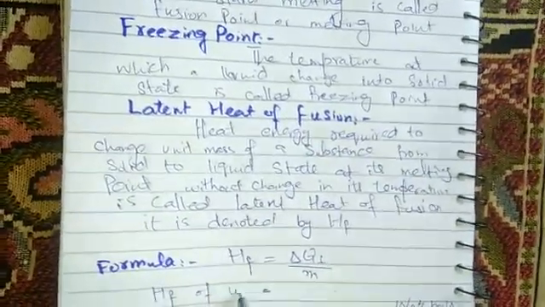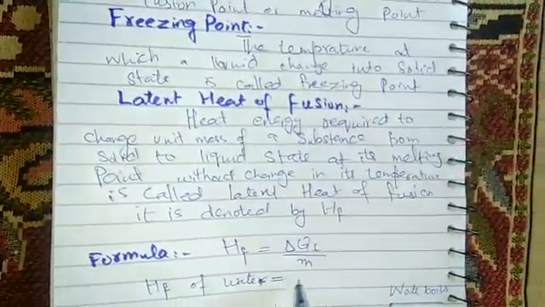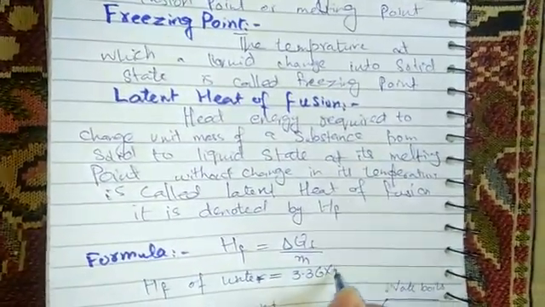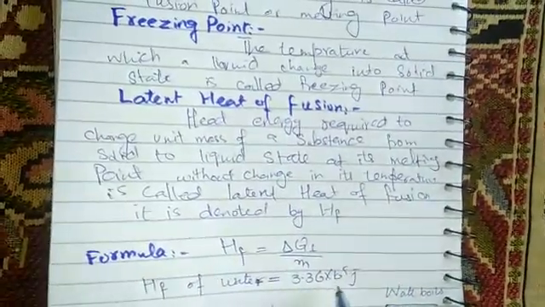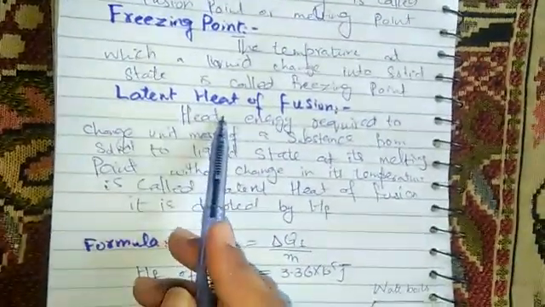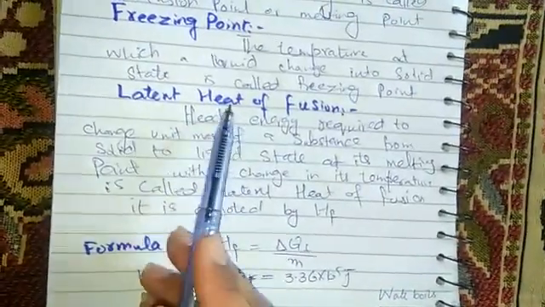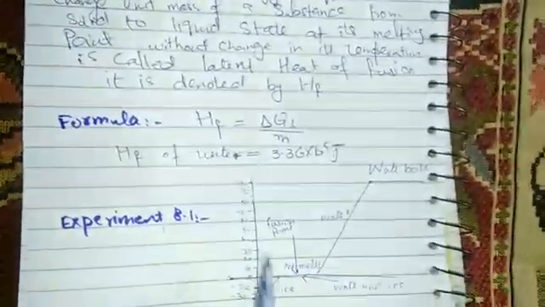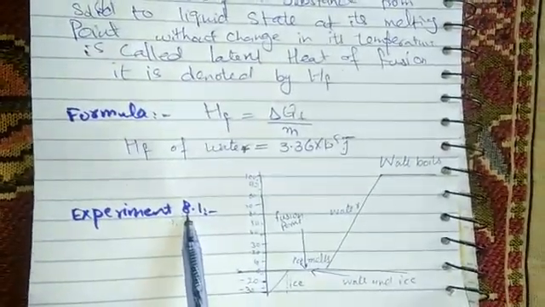Latent heat of fusion of water is 3.36 × 10 raised to power 5 joule. As latent heat of fusion is a heat energy, its unit is the same as the unit of energy, that is joule. Now for the explanation we have experiment number 8.1.